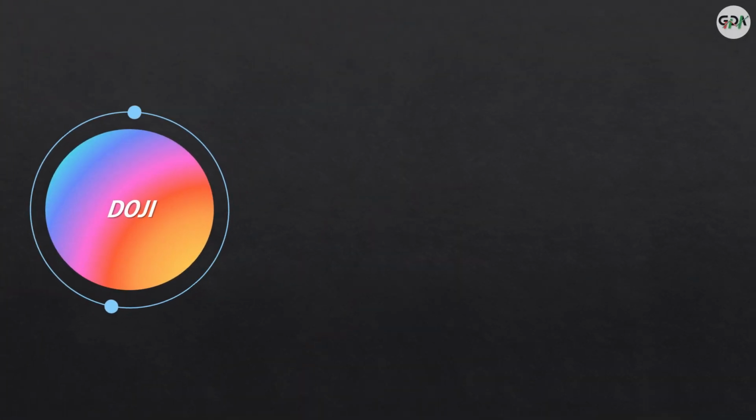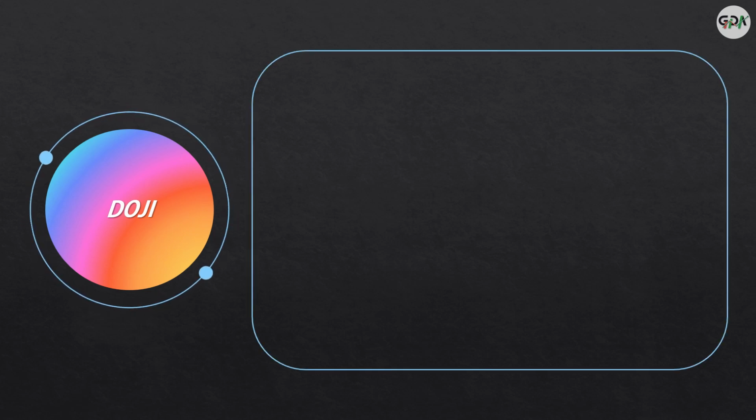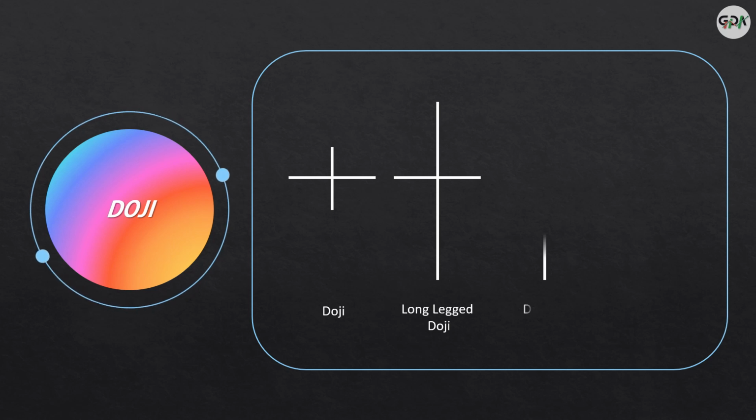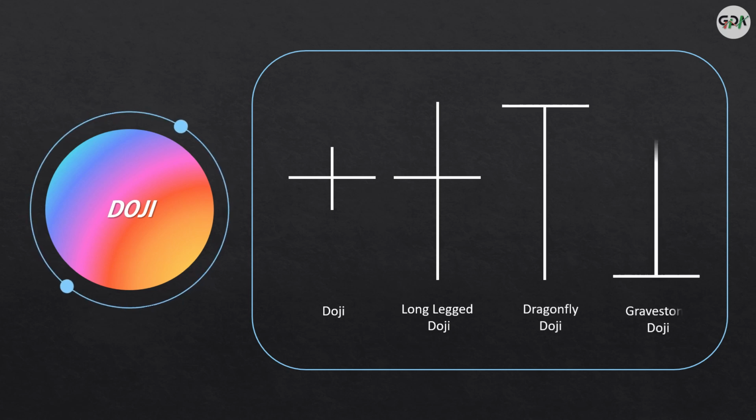In this section, we will discuss the doji and various types of doji formations: normal doji, long-legged doji, dragonfly doji, gravestone doji. Doji is a situation where open and closing price are similar. The size of the wick indicates the intensity of price rejection. Small wick represents weak price action and small volumes. Long wick represents strong price rejection.